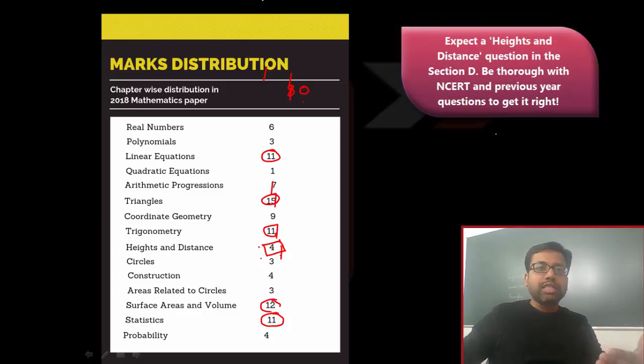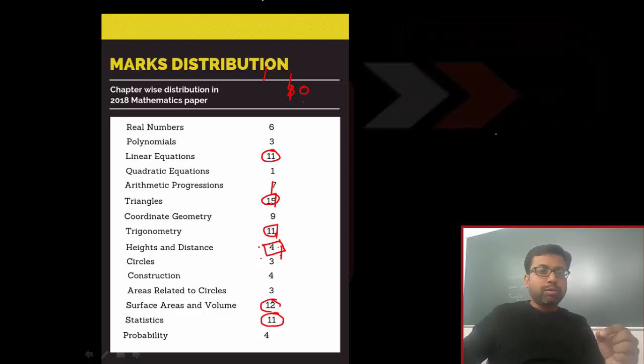So it's very easy to score in a heights and distance problem. It's 4 marks for the taking. So you must concentrate and be thorough with all the problems that were asked in the previous 5 to 7 years, and also the NCERT questions that are there in your book.